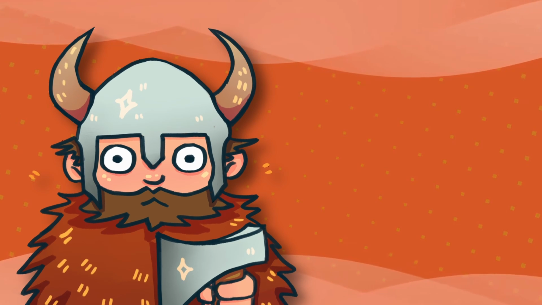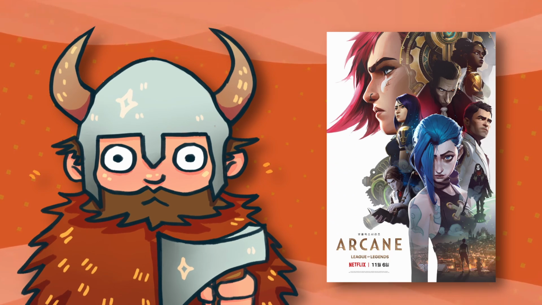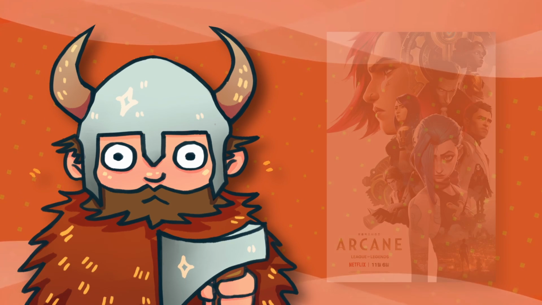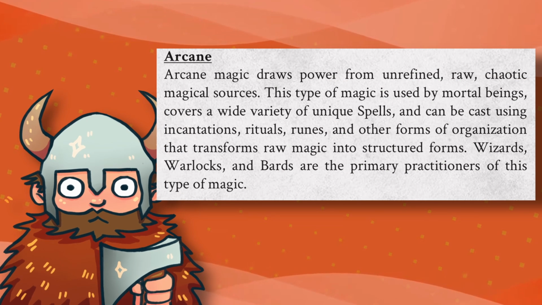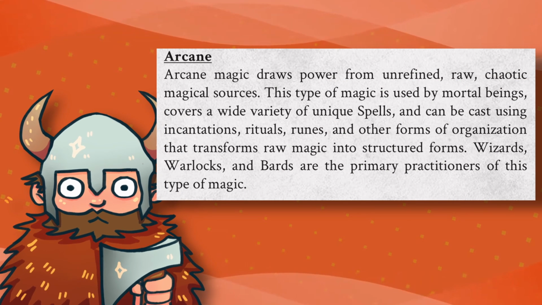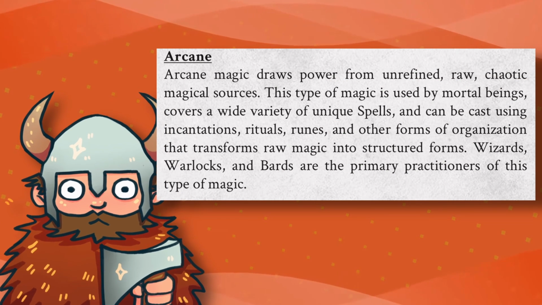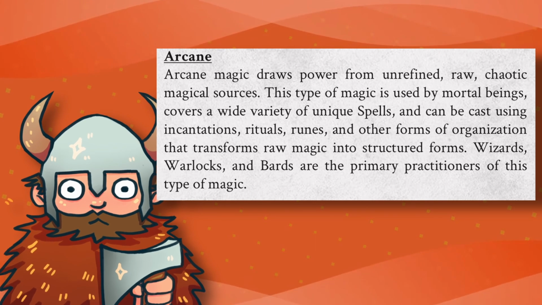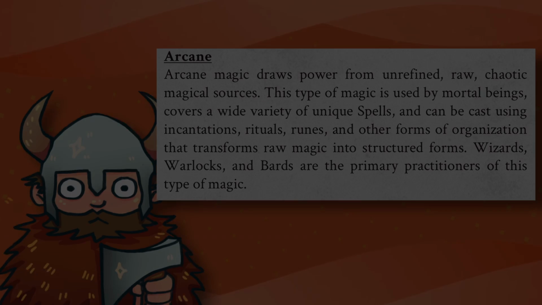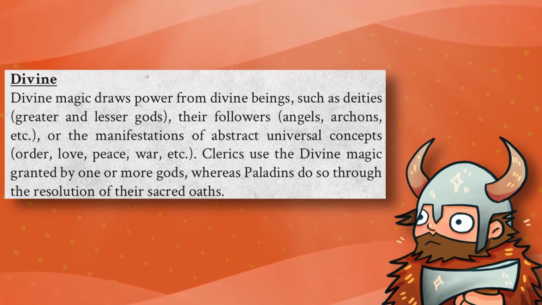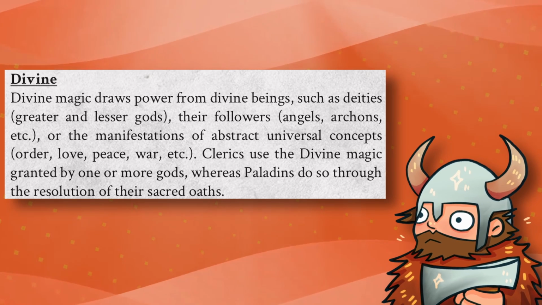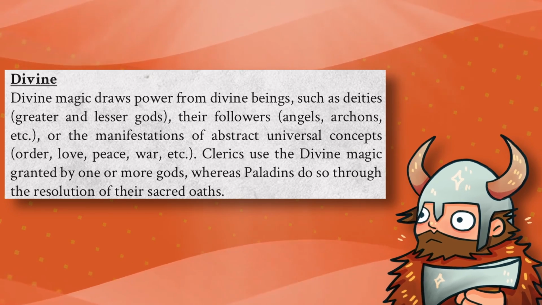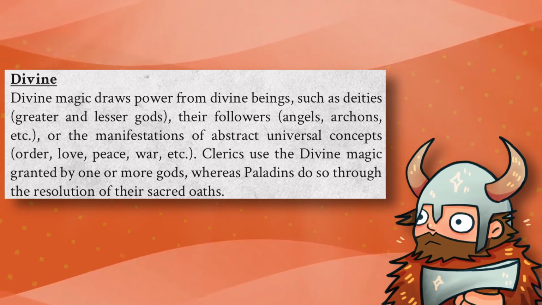In DC20, there are 3 core spell lists. We have Arcane. No, not that one, but you should watch it. This covers magic drawn from unrefined and raw magical sources that's then refined into a spell through some sort of incantation or ritual. Wizards, warlocks, and bards are closely tied to arcane magic. Then there's divine. This is magic drawn from divine beings, or even just the pure and raw belief in yourself and the power of friendship.